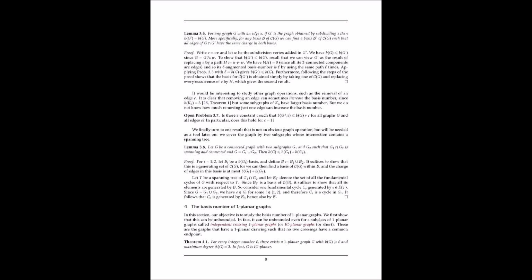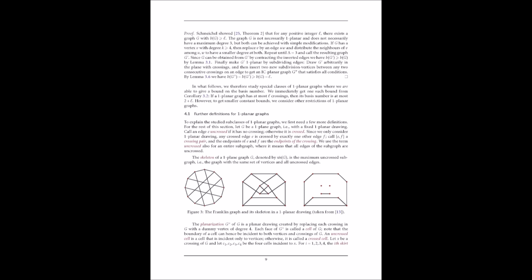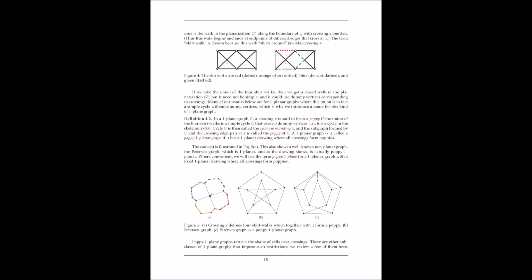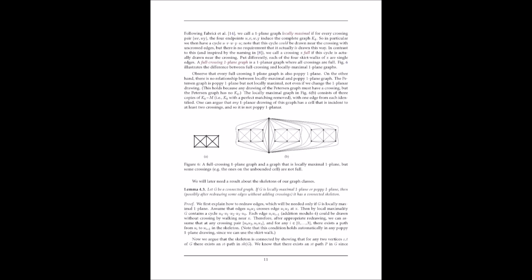Yes. This paper delves into the basis number of one-planar graphs. Right. It seems intuitive that allowing one crossing per edge wouldn't drastically change things, right? That's what you might think, yes. Maybe the basis number would be 3 at most. That's what one might expect. But as we'll see, one-planar graphs can be surprisingly complex when it comes to their cycle spaces.